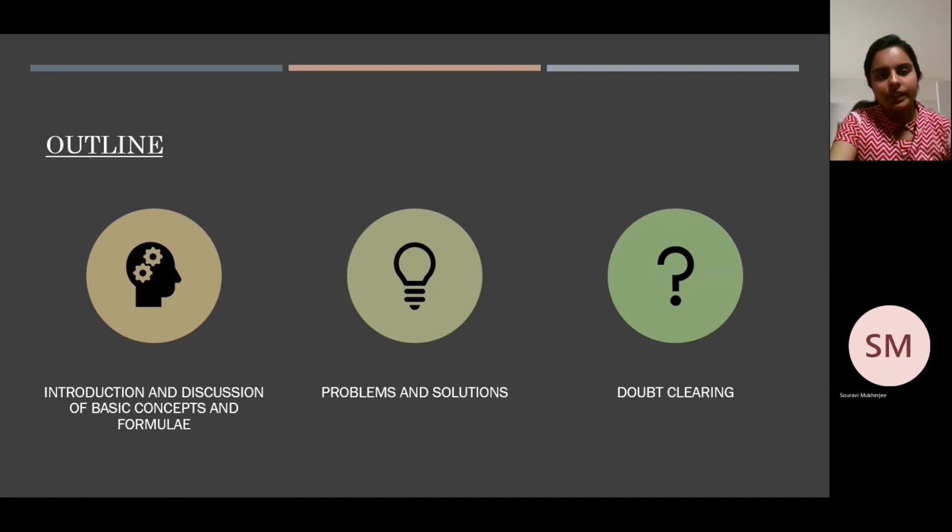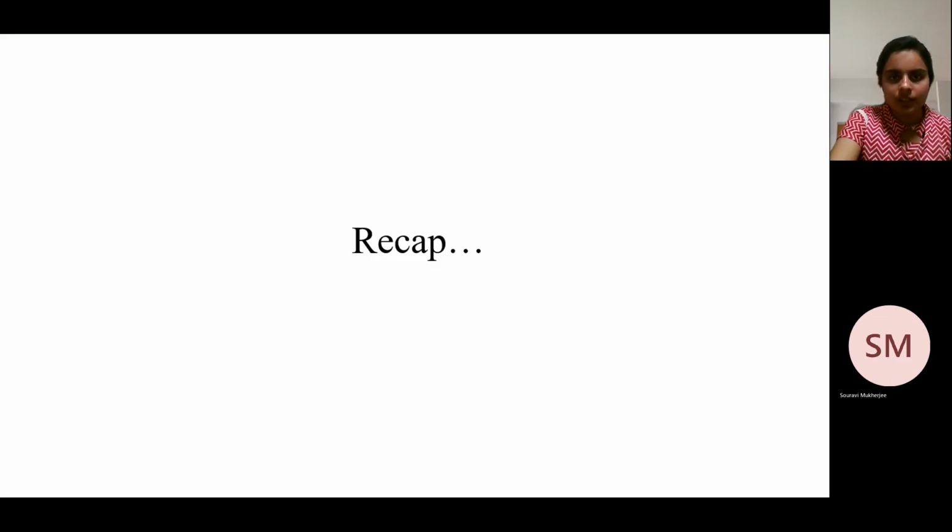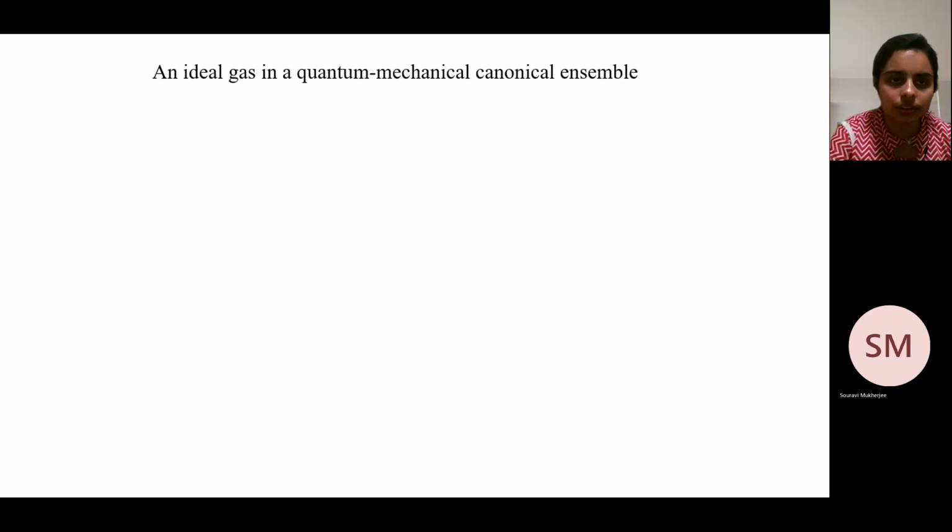First we'll recap what we did in the last class, because there were certain general things, and then we discussed the Fermi gas. I'll recap those general things, and then we will go into the Bose gas today. So consider you have some ideal gas in a quantum mechanical canonical ensemble. By ideal gas you should remember that we are not considering any interparticle interactions between the particles.